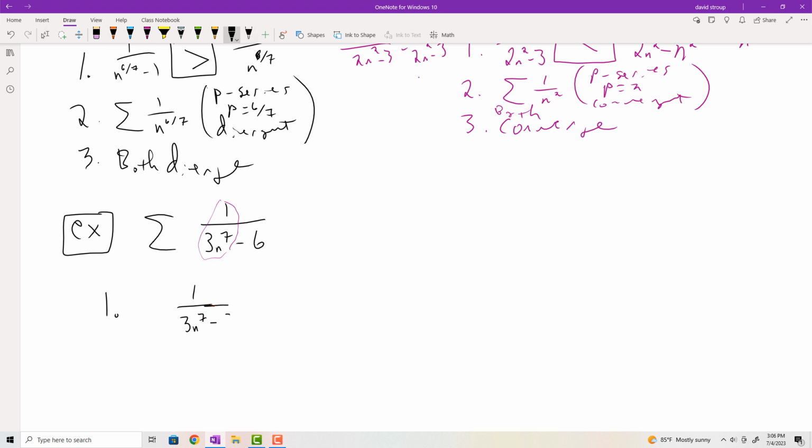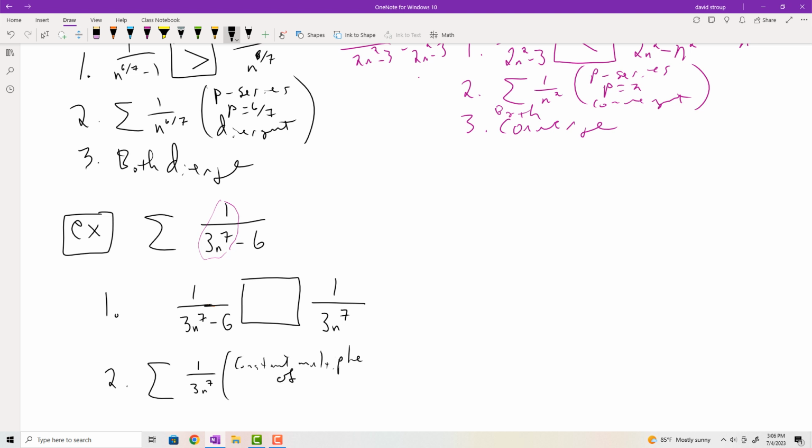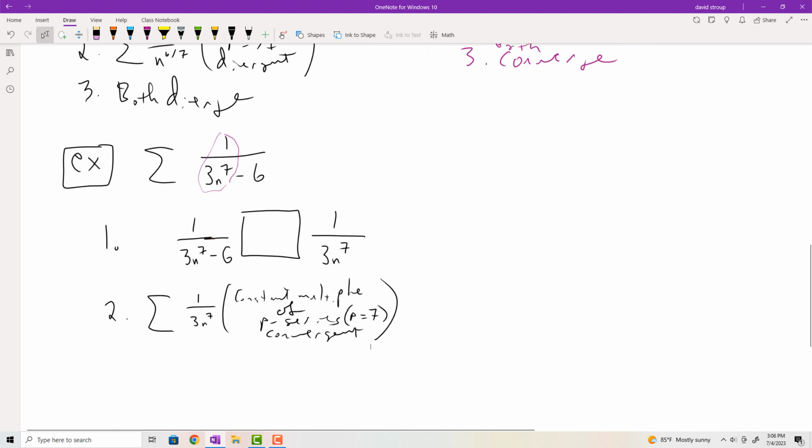Okay, so I had 3n to the 7th minus 6. And I want to compare that, I think, to 1 over 3n to the 7th. Okay? But because I know this is a convergent series that I'm comparing it to, I'm hoping that this thing will be above. Right? So it's a constant multiple of the series, is a p-series, so it's convergent, right? Please note what p-series it is. P is 7 in this case. Okay, so I need that thing to be above for one of the two criteria of the whole thing. Either it's above and convergent, or it's below and divergent.